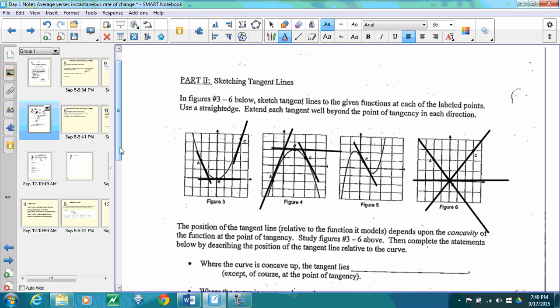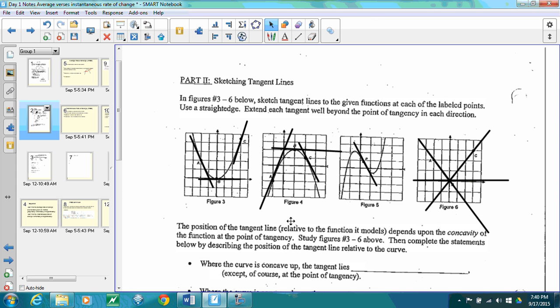The first thing you're going to do is sketch tangent lines to the function at the labeled points. It's best if you use a ruler. How you draw a tangent line is you take a ruler and put it against the curve so that you intersect that point, and then draw a straight line. You should mostly intersect at that point, and the slope of your line at that point should be the same as the curve's.